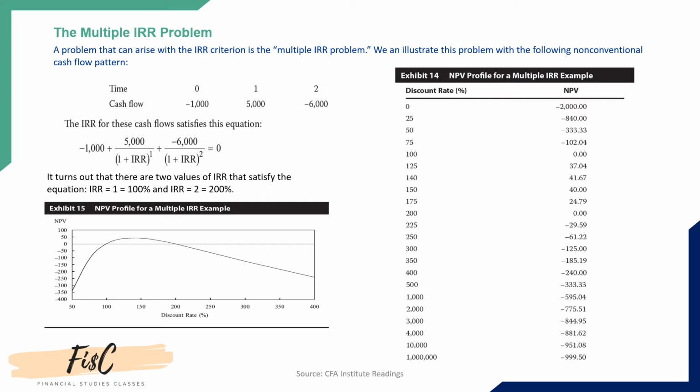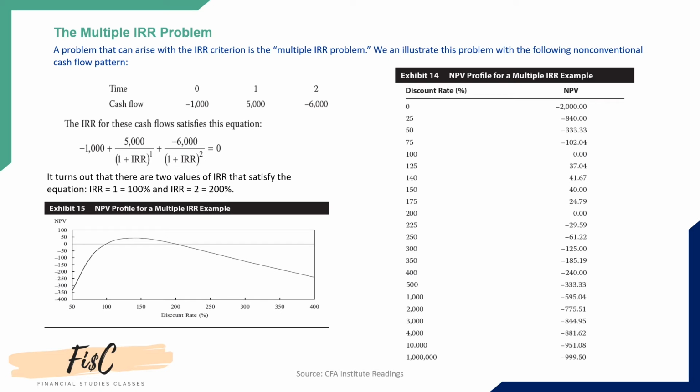And you can also see in Exhibit 15 that the NPV profile crosses the zero NPV line twice. So in such a case, it would be difficult to decide on a project on the basis of IRR because you don't know which is the correct IRR. Therefore, we should go for NPV.